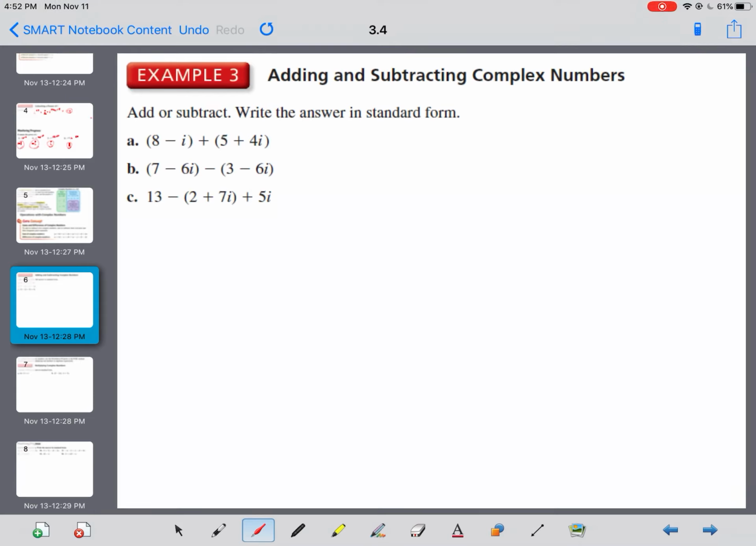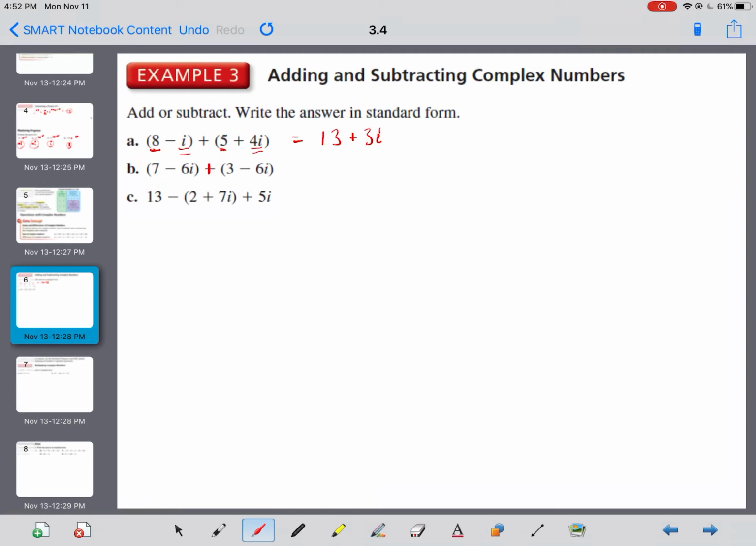Add, subtract, write it in standard form. Standard form is real, then imaginary. The imaginary part's already last. When it's a plus, I don't have to distribute anything in. So 8 and 5 are like each other, and i and 4i are like each other. So 8 plus 5 is 13. Negative i plus 4i is 3i. Just add the like terms.